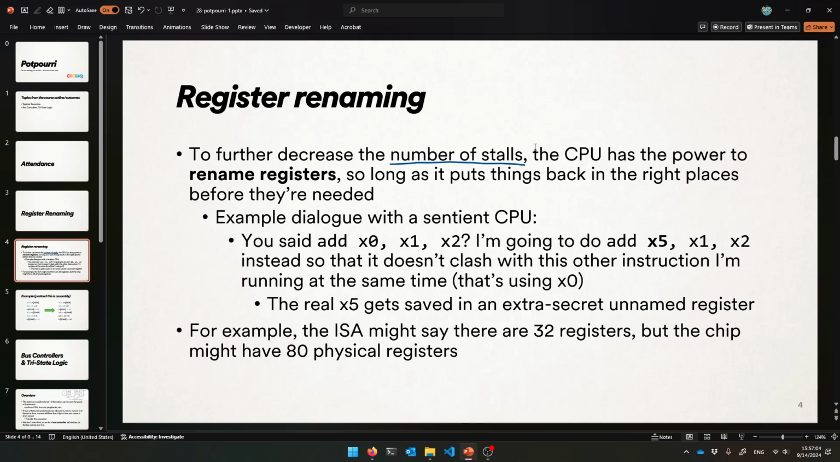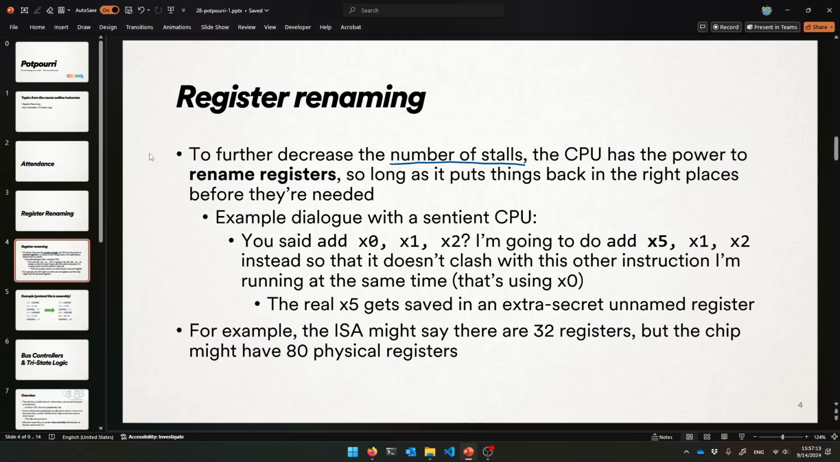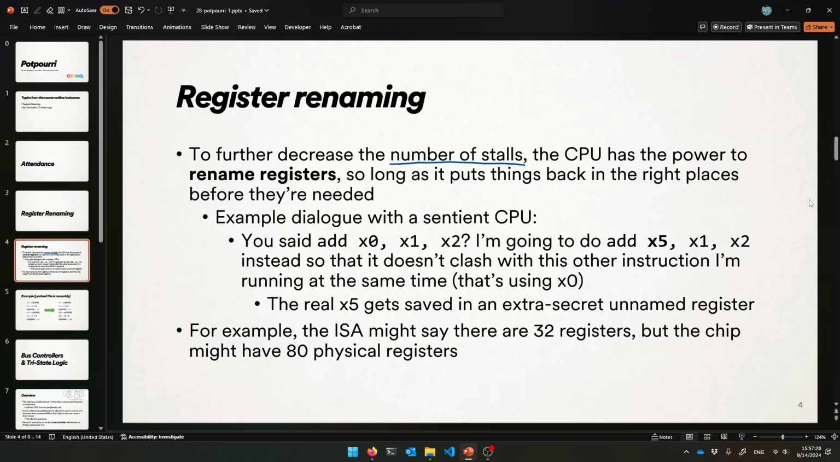But in addition to that, the CPU is able to rename registers, surprisingly. Isn't that cool? It can do that if it wants to. It's got some extra spots, some secret registers that don't really have a name. And as long as everything is in the right spot after the instruction is executed, after all this is over with, it doesn't matter which registers it actually uses.